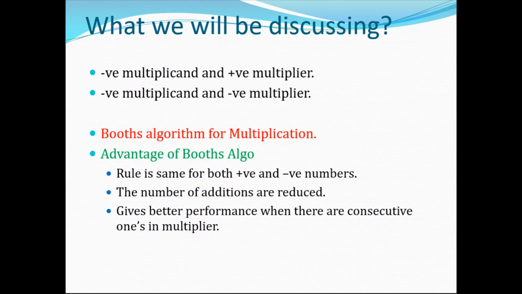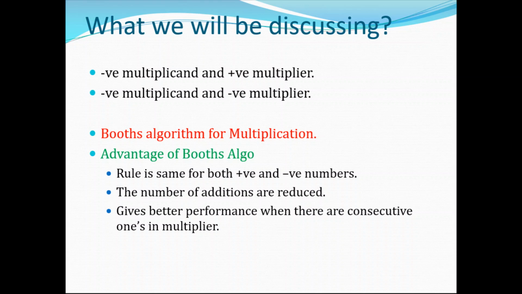Number of additions means what? Multiplication is nothing but repeated additions. So the number of repeated additions that will be done in a normal multiplication will be more when compared with Booth's algorithm. In a typical Booth's algorithm, the number of additions that will be carried out will be minimized. So that is how Booth's algorithm was designed.